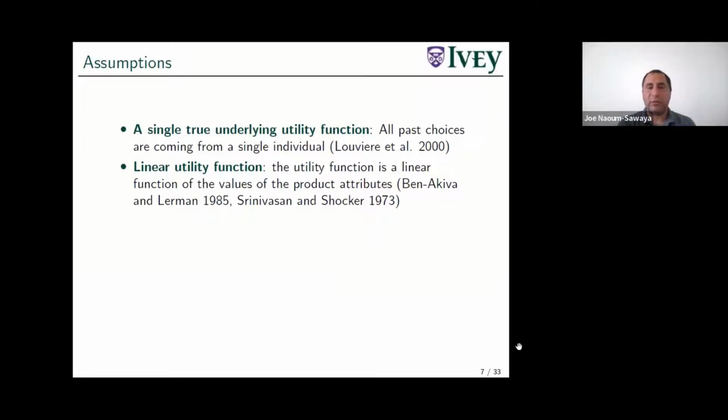Besides this, we have a single utility function that we're trying to learn. So all this data is coming from either a single consumer or a set of consumers that are uniform. They all have the same utility function. So we're just aggregating all their past choices. And as I said, it's just a linear function of the product qualities. And these are not new assumptions, these are pretty uniform across the literature.